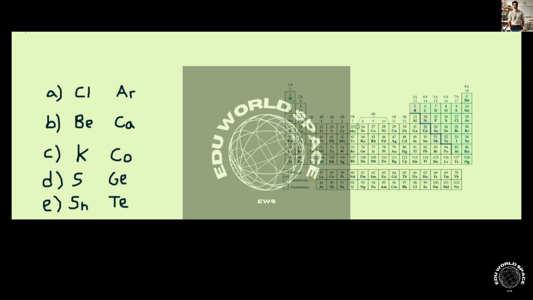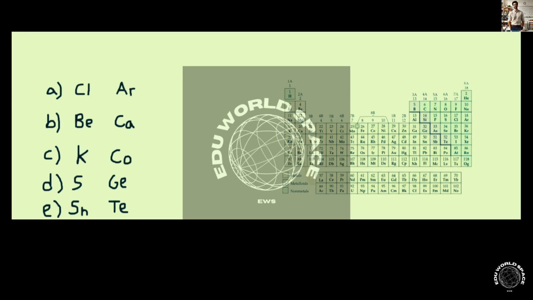This question says, based on their positions in the periodic table, predict which atom of the following pairs will have the smaller first ionization energy. We should remember that smaller first ionization energy means easier to remove the first valence electron. So now let's look at the pairs.